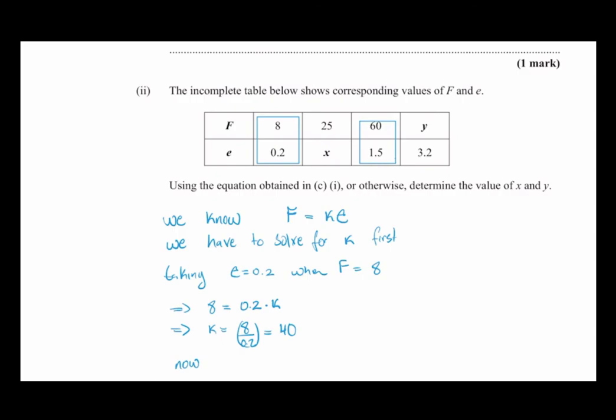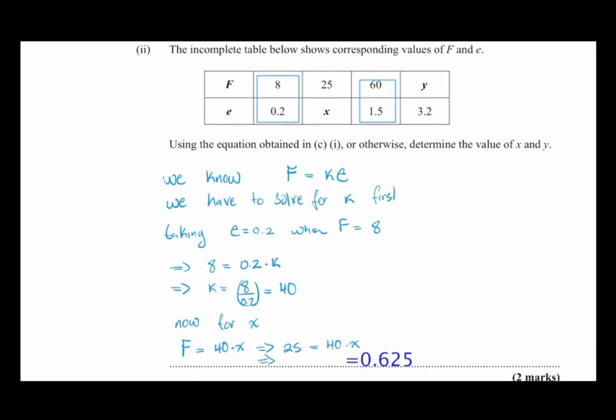Now, to solve for x, we have to recognize that F is equal to 40 multiplied by E, which means the F value corresponding to x is 25. So I now plug in 25. This gives 25 equals 40 times x, which means that x is equal to 25 divided by 40, which is equal to 0.625. Now we can solve for y. y is equal to 40 times 3.2. As we see in the table, y is the F value corresponding to the E value 3.2. So this means y is equal to 128.